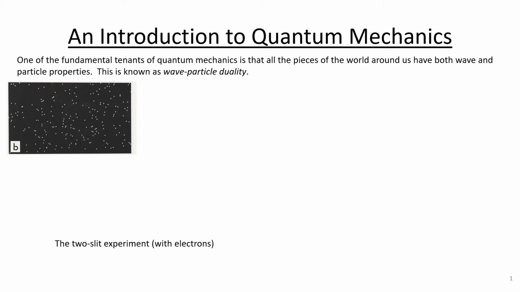This is weird stuff. The idea that all the bits and pieces of the world around us have wave and particle properties, depending on how we look at them and in what context, is known as wave-particle duality. It's not that an electron is all a particle or all a wave, it's that it is kind of both all the time, and depending on what we're trying to do with it, it can exhibit one or both of those sets of properties. Okay? So let's talk a little bit more about that experiment.